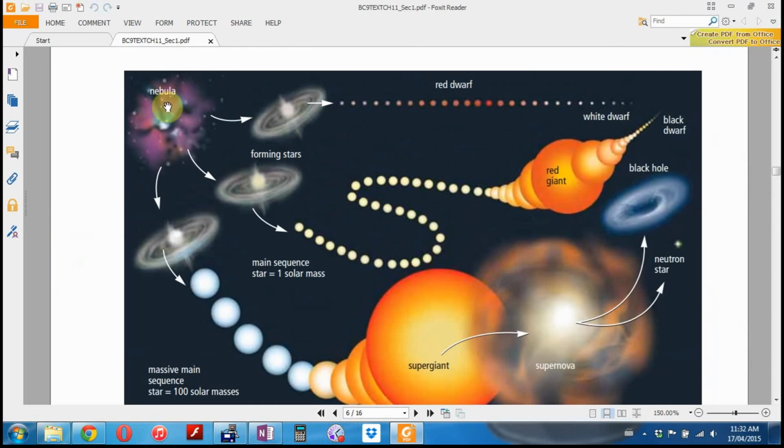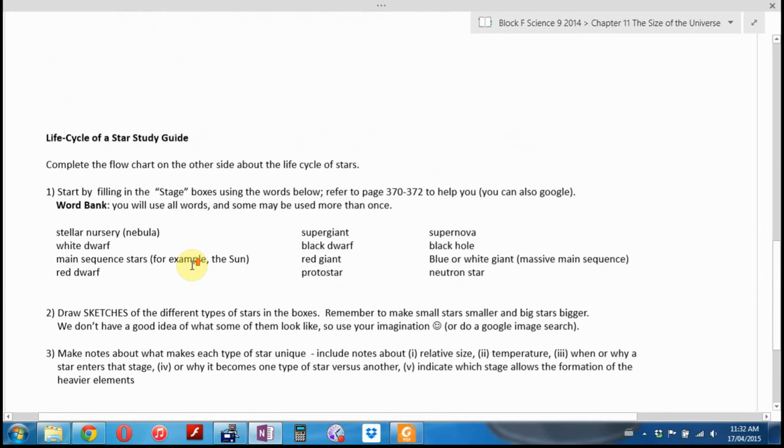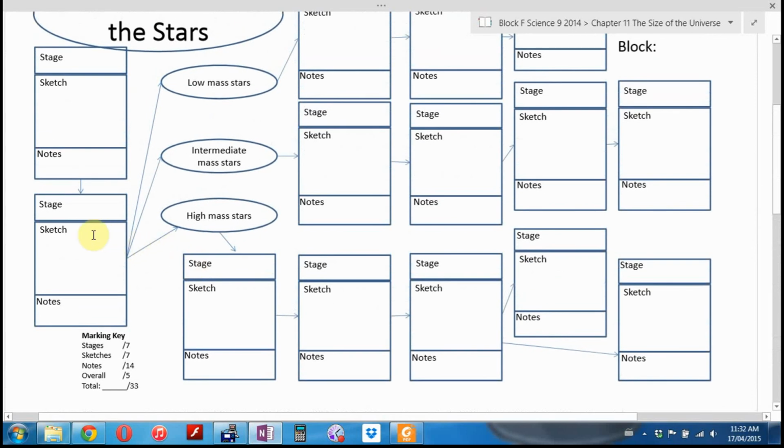Remember, this picture had low mass stars, intermediate mass stars, and high mass stars. It has 3 rungs. You'll notice what I've given you in your little flow chart has, once you get to here, 1, 2, 3 rungs. So low mass stars, intermediate mass stars, and high mass stars. What we're going to talk about is what each stage goes to. You're going to have to get this from the textbook, and I'll help you with it if you're stuck.